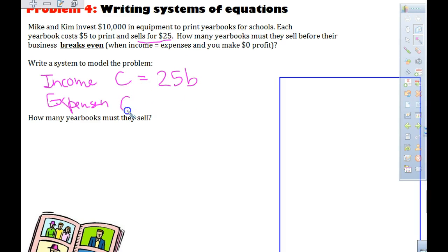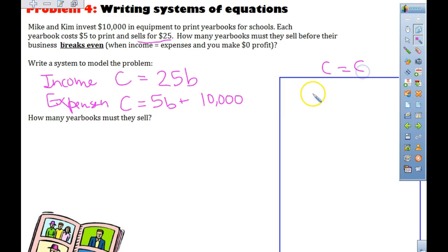But when I have expenses, it costs me how much to make each book? $5 per book. But I also had to spend $10,000 on my equipment. Make sure you have these two equations written down. This again would be a perfect one where we are going to put C equal to C, and you would solve it with 25B is equal to 5B plus 10,000.